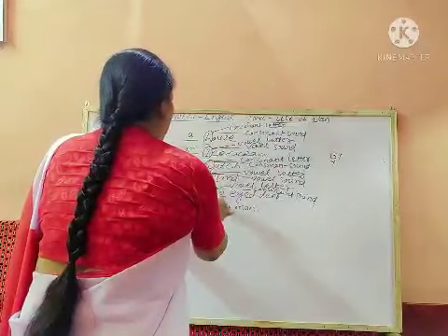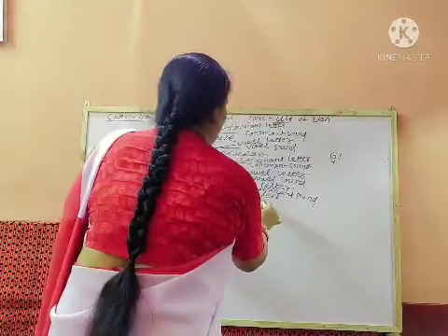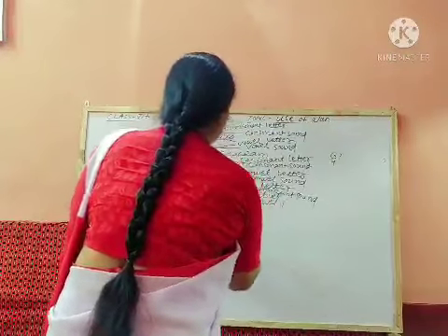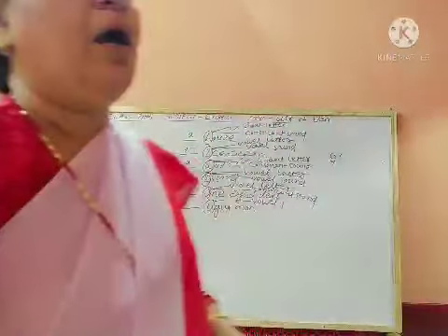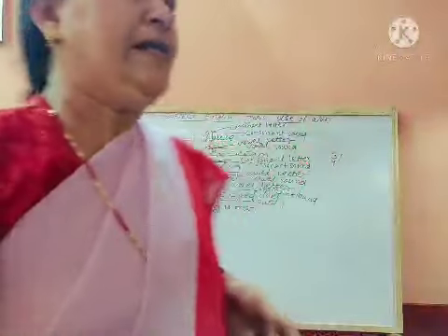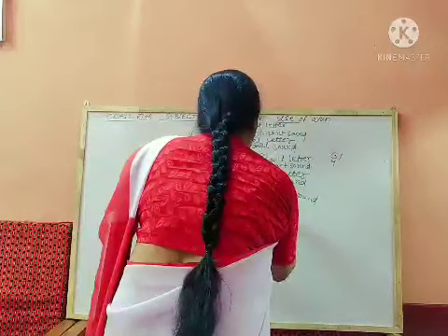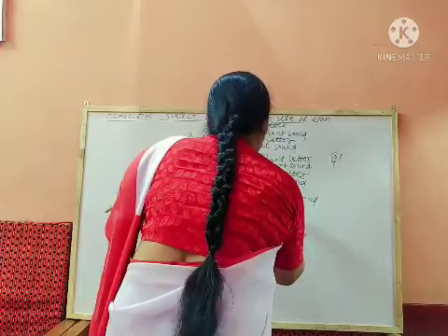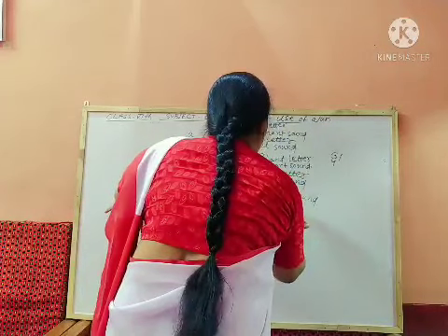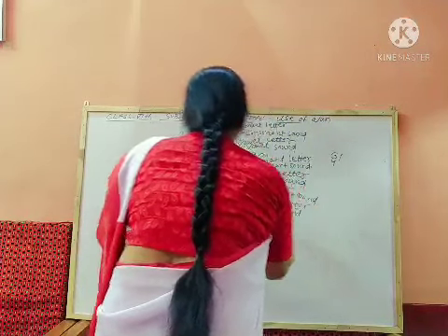Next, ugly man. U is the vowel letter. Then the sound is "ugly," a vowel sound. Vowel letter and vowel sound. In this place we use an.